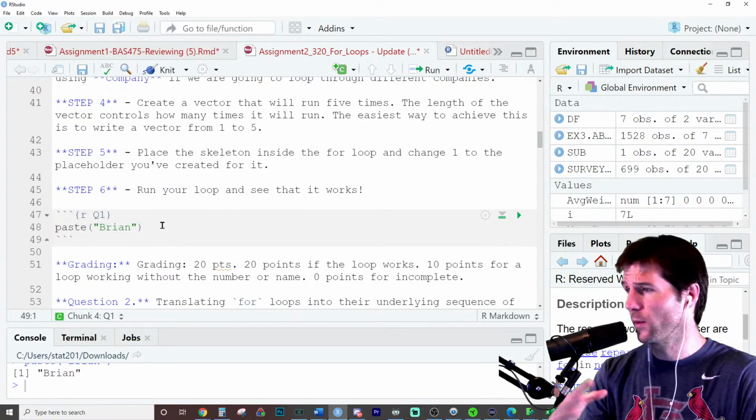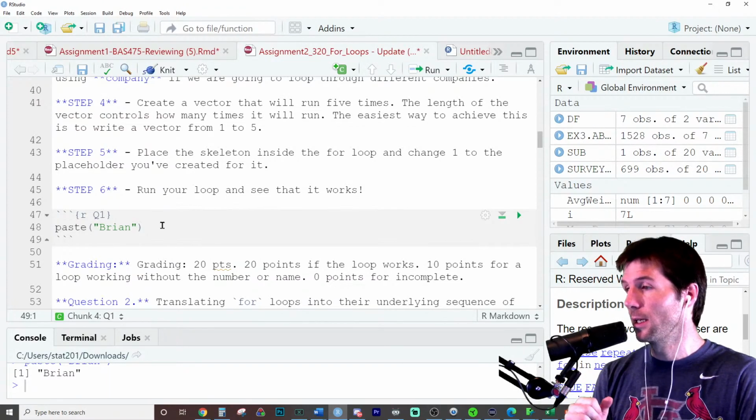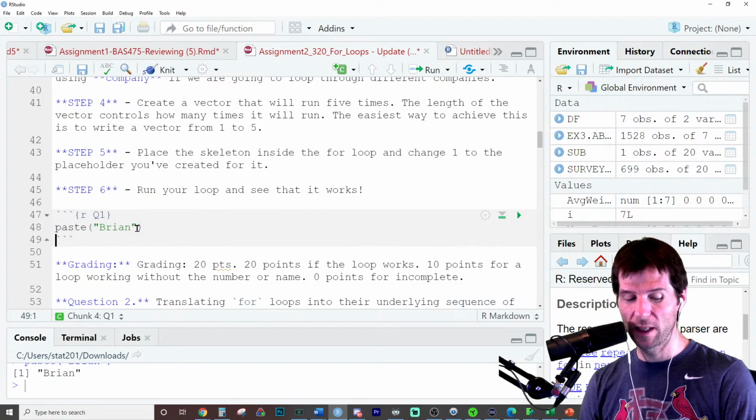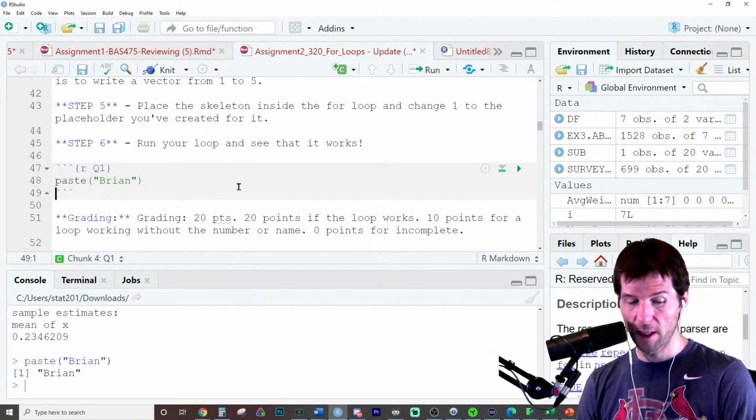I know it's quicker to just write the for loop. It is if you get it perfect, but even I make mistakes a lot. So we have here paste Brian. How could I get this to say paste Brian 1?